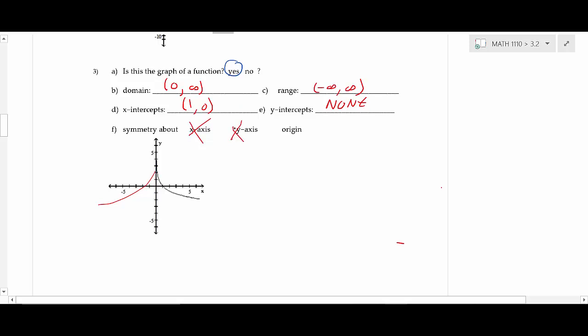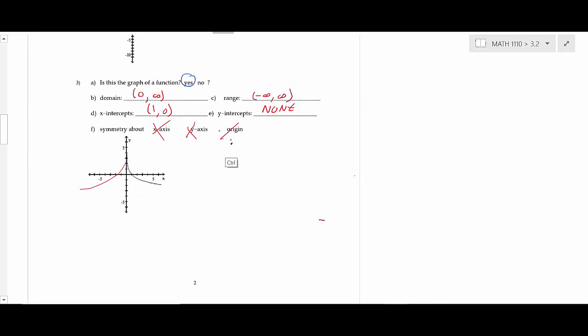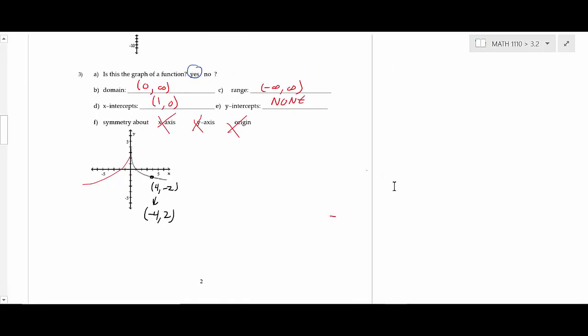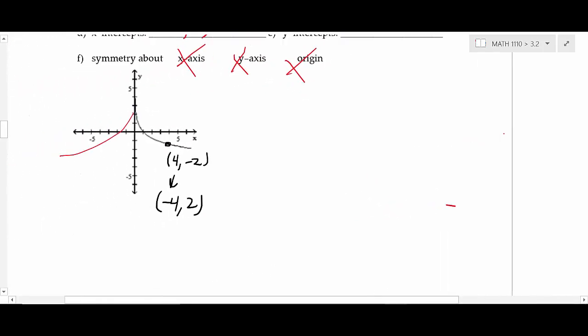How about the origin? Nope, not that either. Okay, because again, what happens on the origin is basically this. Like this is a point, and I don't know if that's a point like 4, -2. If it's symmetrical about the origin, there would have to be a point -4, 2, and there isn't. So that can't be symmetrical about anything then. All right? Any questions? I think this stuff usually goes pretty smooth for students.